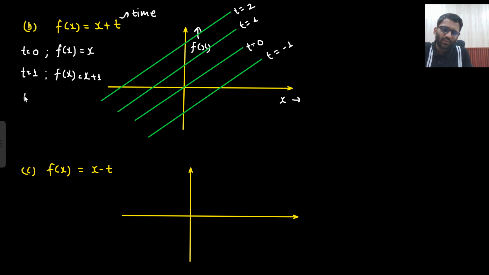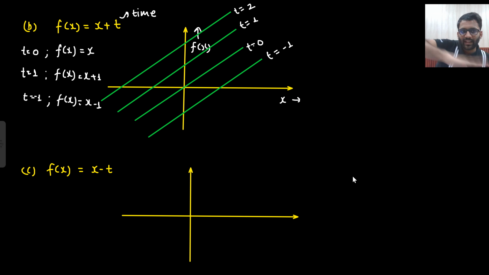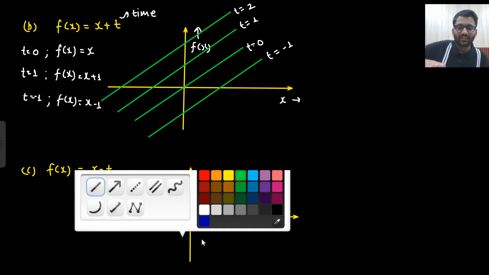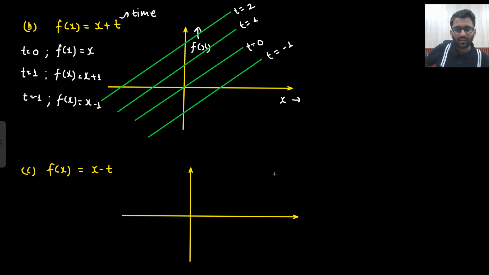Right? At t equals to minus 1, fx is equals to x minus 1. So at y-axis it will cut at minus 1. So as the time increases, your graph is shifting upward, or you can say it is moving towards minus x direction.